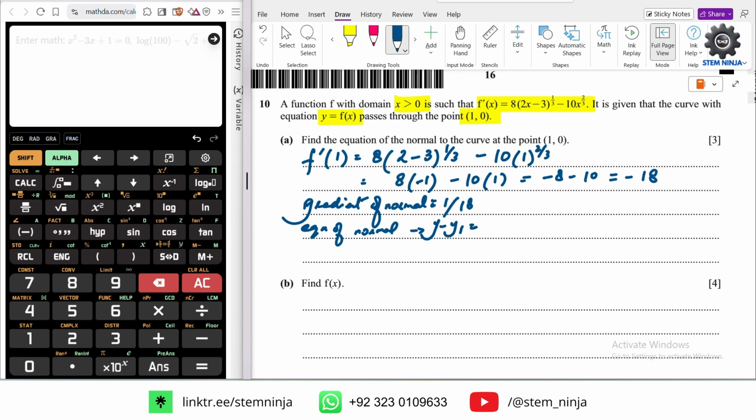Okay, so now we do the equation of normal. y minus y1 equals m times x minus x1. So you have y minus 0 equals 1 over 18 times x minus 1. That's it. So y equals 1 over 18x minus 1 over 18. That's it. Okay, find f of x.